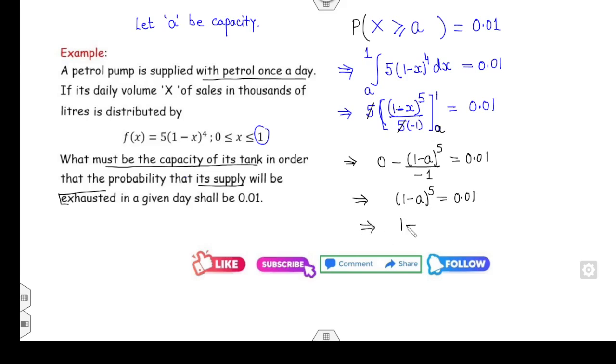So can you find the value of a? 1 minus a will be 0.01 raised to power 1 over 5, which implies a will be 1 minus 0.01 raised to power 1 over 5.